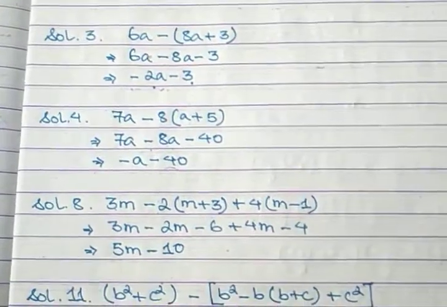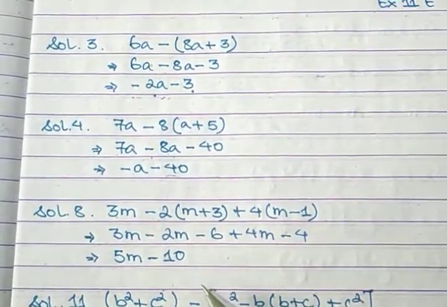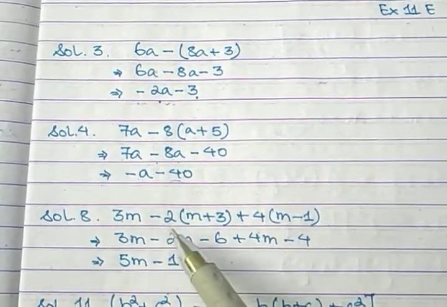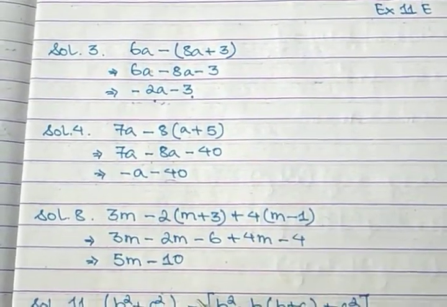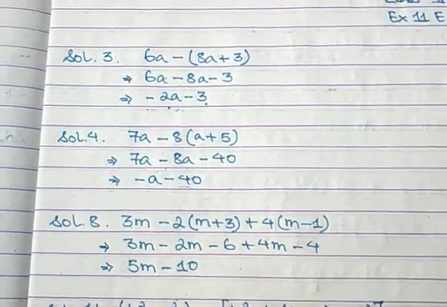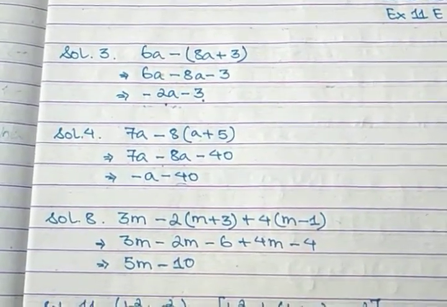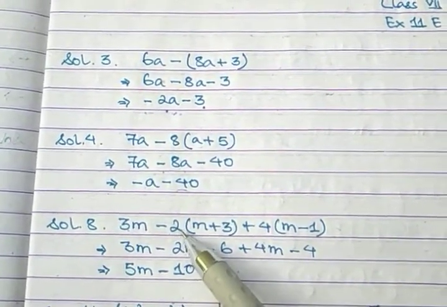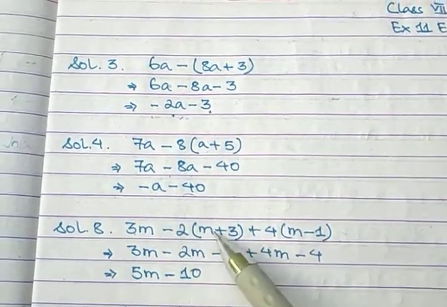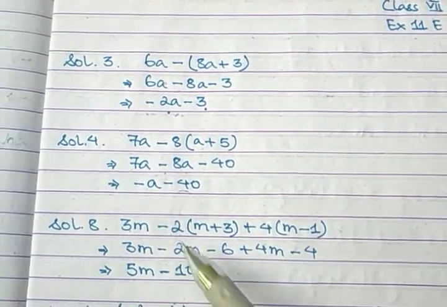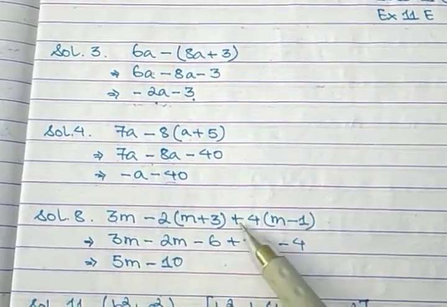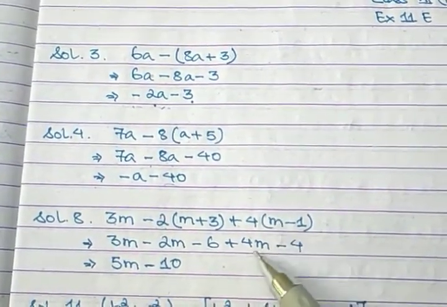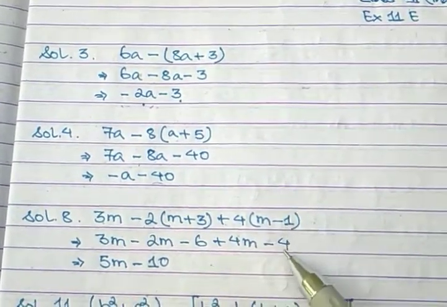Question number 8. For question number 8, again, we have 3m minus 2 within bracket, m plus 3, plus 4 within bracket, m minus 1. Now, BODMAS rule, as I've said, open up the bracket first. So we are opening the bracket here with the minus 2 sign. Minus into plus, it's minus 2 into m, 2m. Minus into plus, it's minus 2 threes are 6. Plus into plus, it's plus 4 into m is 4m. Plus into minus is minus 4 into 1, it's 4.